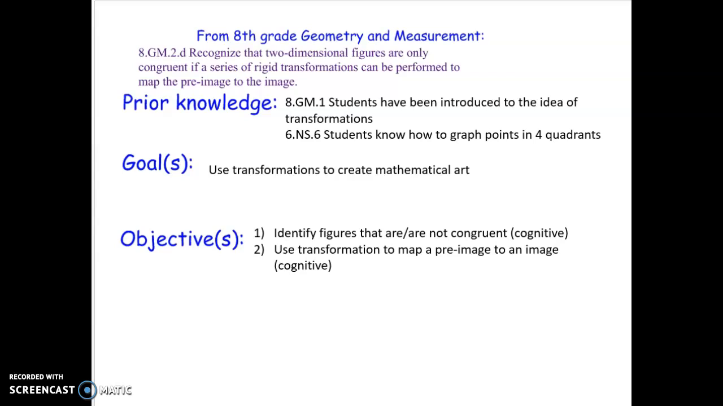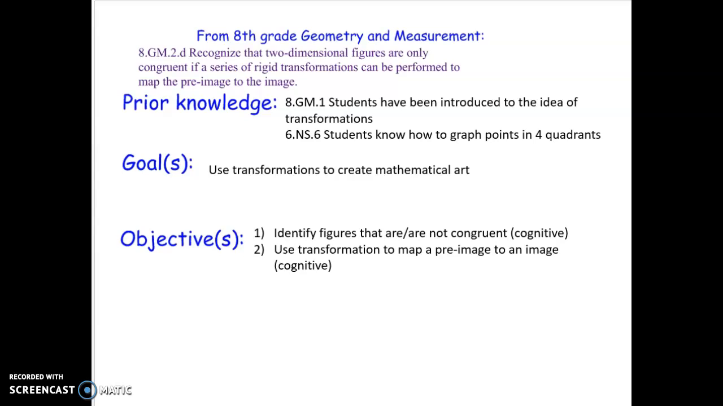So I noticed that it said they are only congruent if. Well, if my students don't understand what congruent is, then they cannot do that part of the standard. So the first thing that I need to have as an objective is for them to be able to identify this is congruent and this is not congruent. And then I want them to be able to use transformations to map a pre-image onto an image.